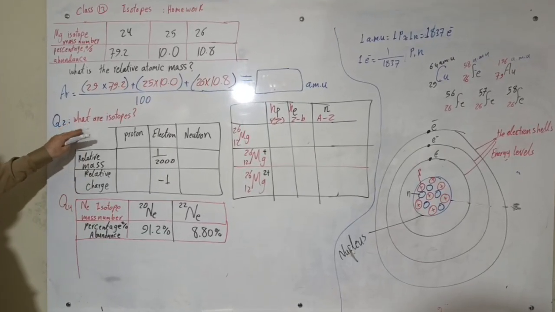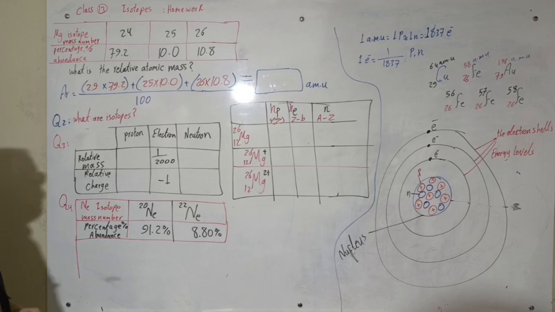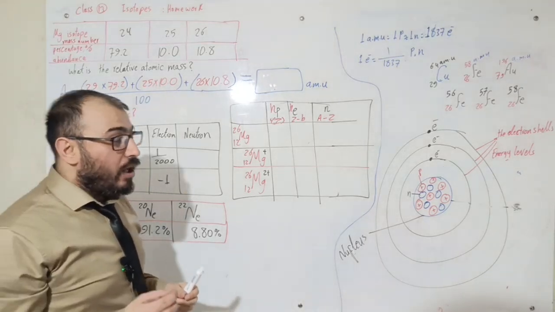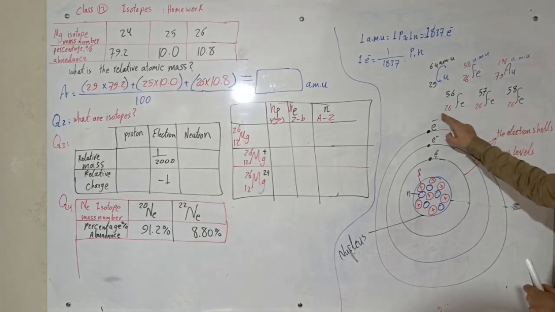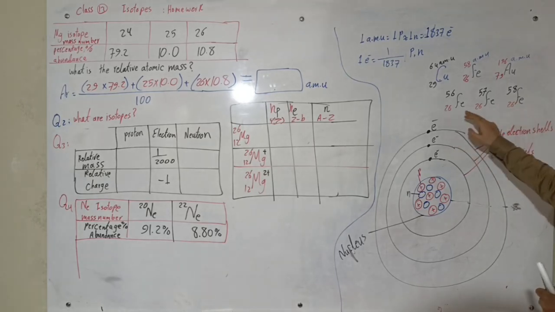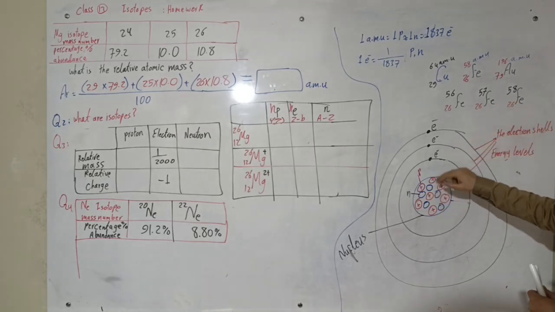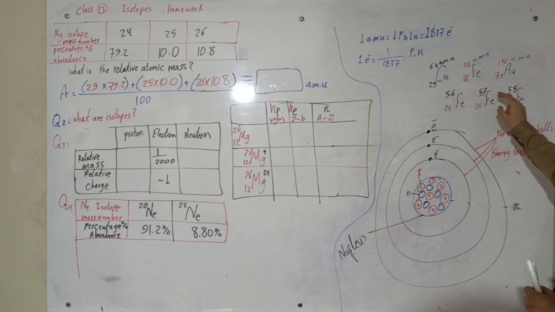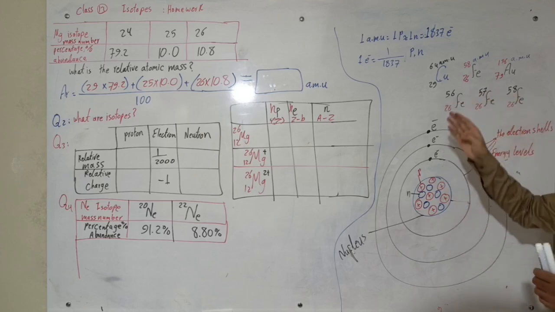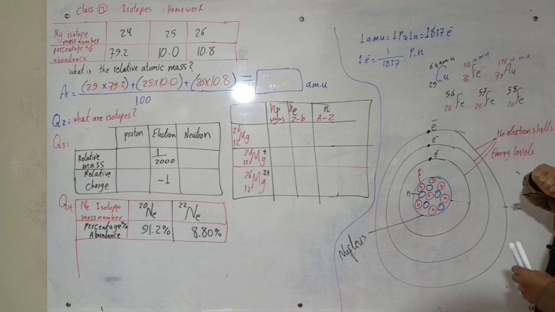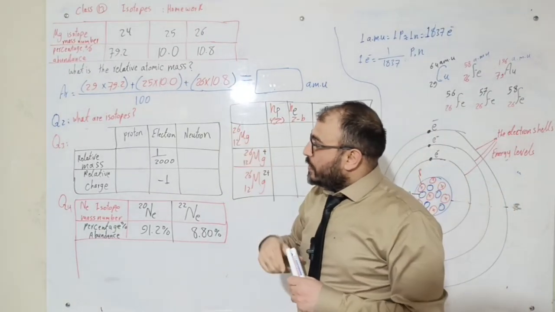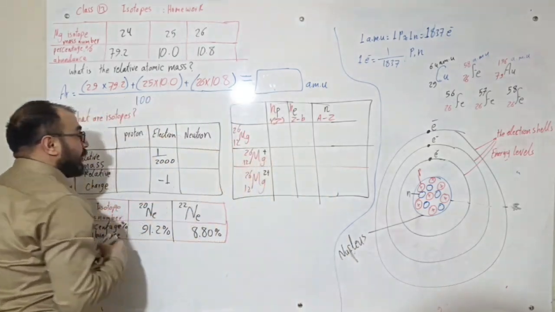Now, the second question is theoretical, and it says, what are isotopes? Well, isotopes are the atoms of the same element that share the same atomic number of protons in their nuclei, but they have different numbers of neutrons, which make every one of them different from the others in the mass number.